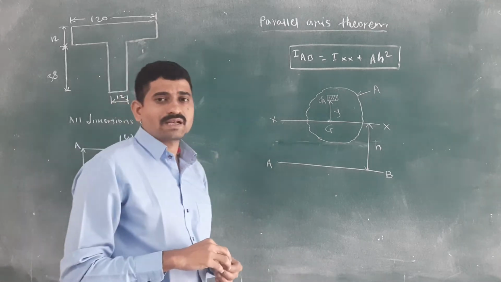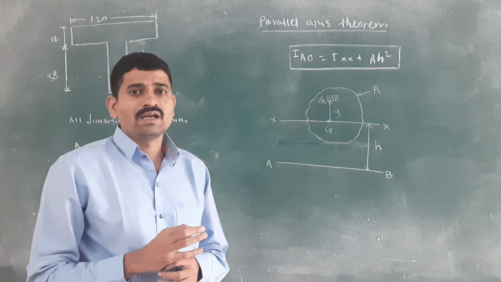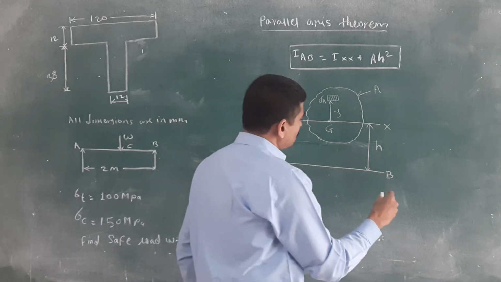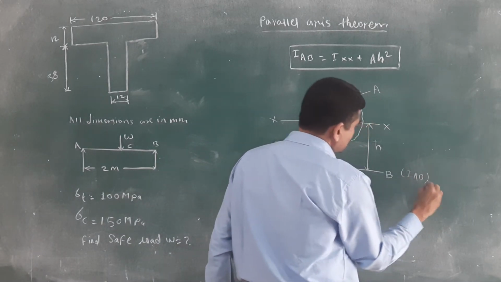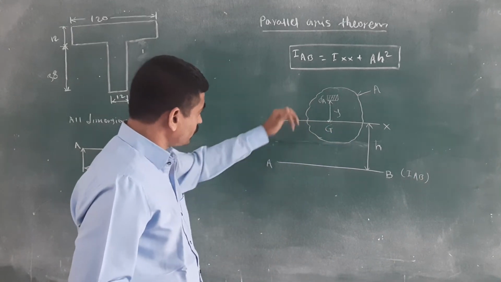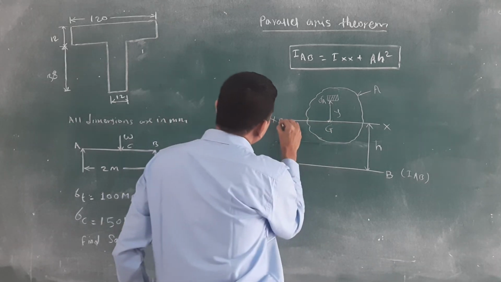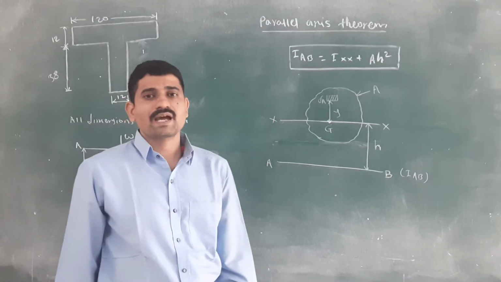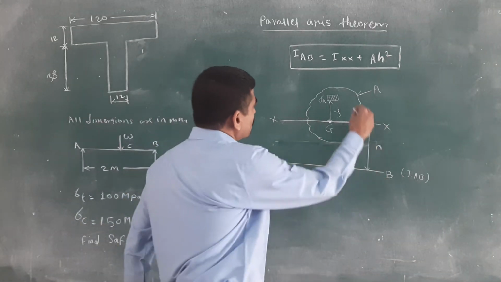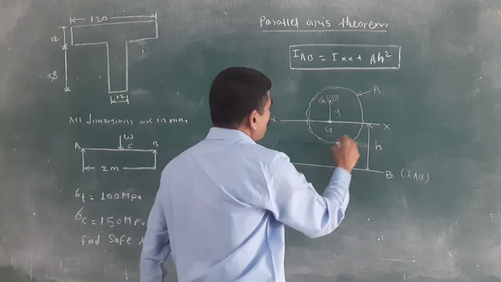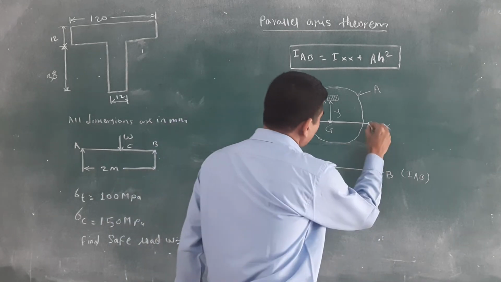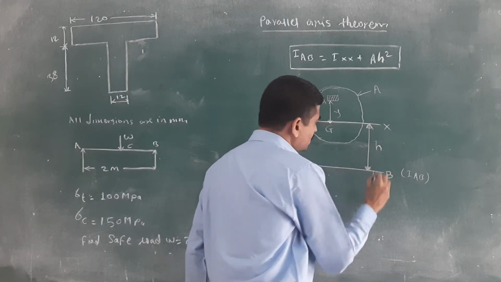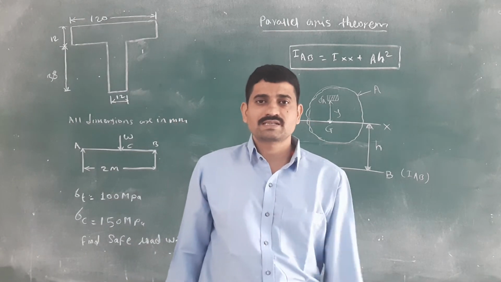And what is the parallel axis theorem? This theorem states that the moment of inertia about any axis, here IAB, is the algebraic sum of the moment of inertia about the centroidal axis and the product of the area of the section and the square of the distance between the centroidal axis and the reference axis. This is the parallel axis theorem.